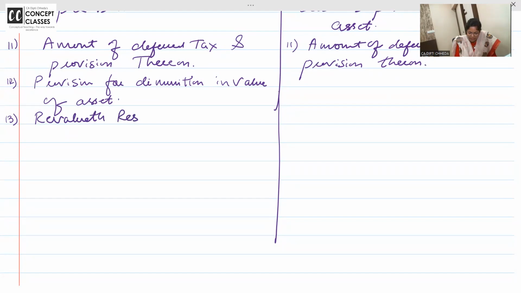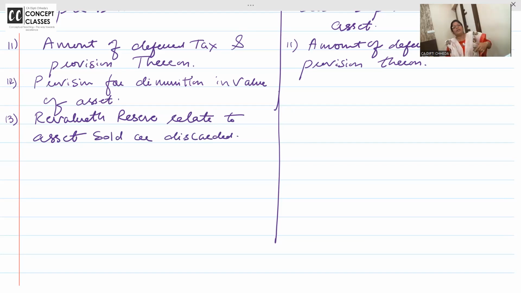Revaluation reserve related to asset sold or discarded. Such a beautiful point. You all must be surprised. Why add, ma'am? Why not less? When I have sold that asset, the revaluation reserve related to it is standing at 3 rupees. Is it of any use? No. Debit revaluation reserve, credit your income, add it to P&L, take it as your income, and pay the MAT on that. So, revaluation reserve related to asset sold.